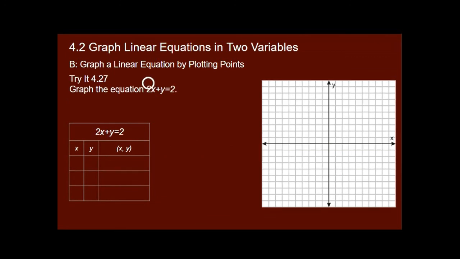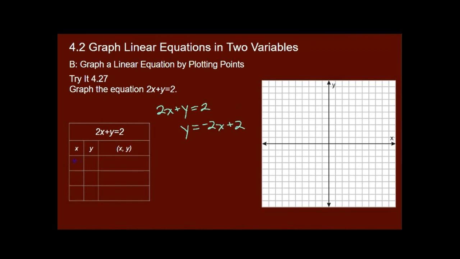Graph the equation 2x plus y is equal to 2. So go ahead and solve for y, and then find your ordered pairs and graph it, and then come back and make sure you did it correctly. So to solve for y, 2x plus y is equal to 2. I'm going to move the 2x to the other side. y is equal to -2x plus 2, right? I want that x term first before the constant.